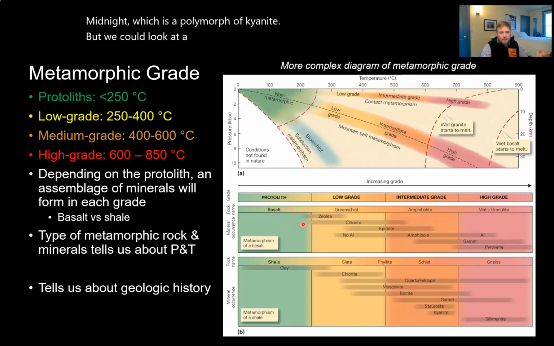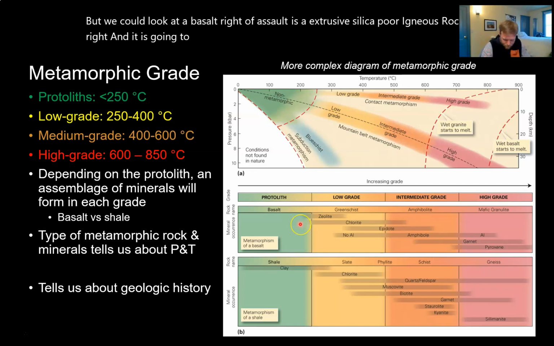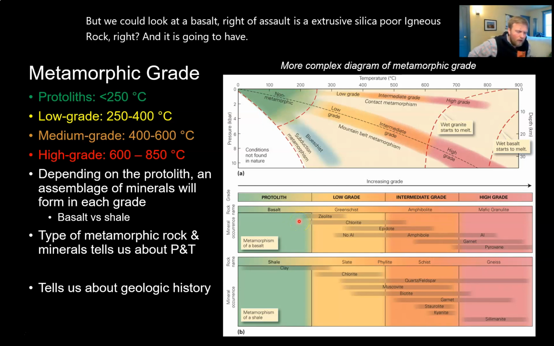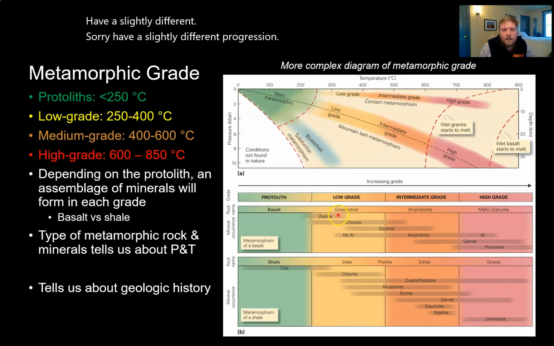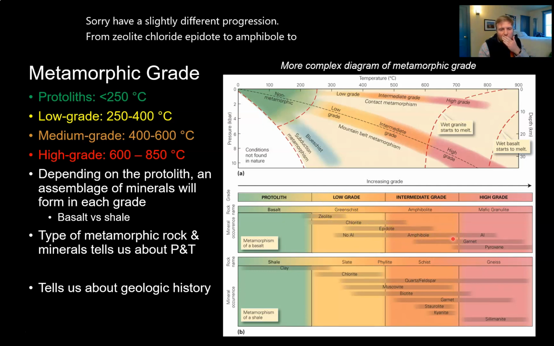Okay, but we could look at a basalt, right? A basalt is an extrusive silica-poor igneous rock, right? And it is going to have a slightly different progression from zeolite to chlorite to epidote to amphibole to garnet and pyroxene. Okay?